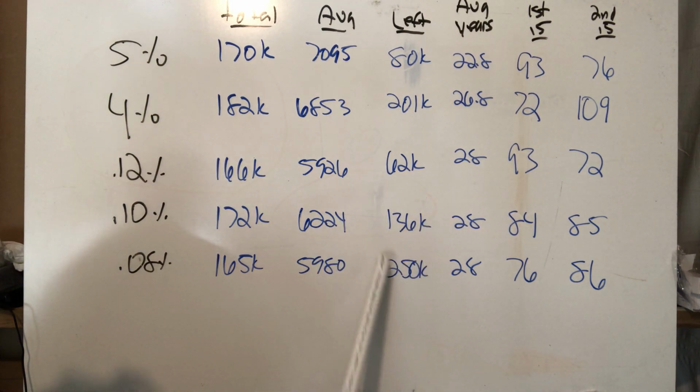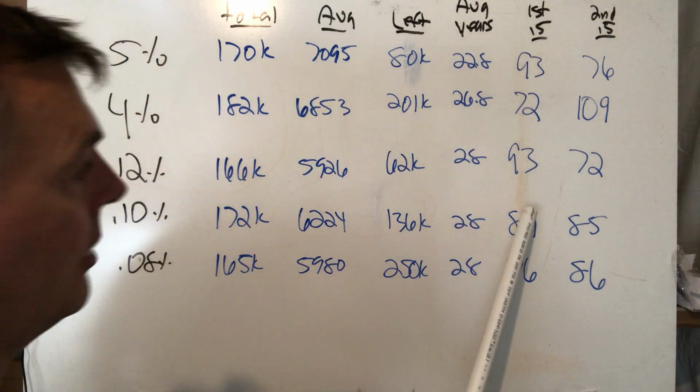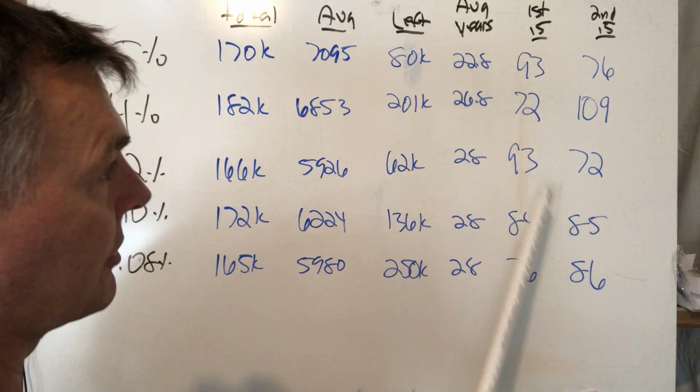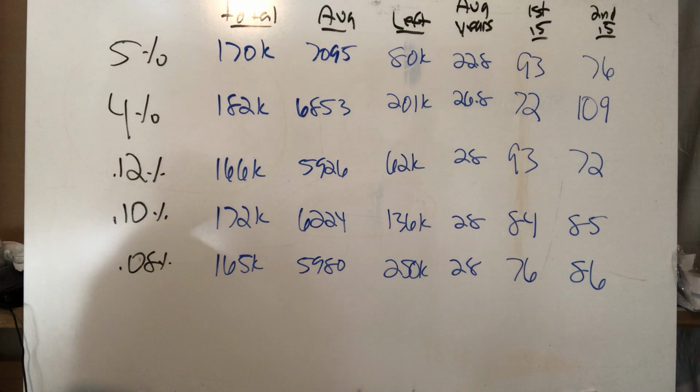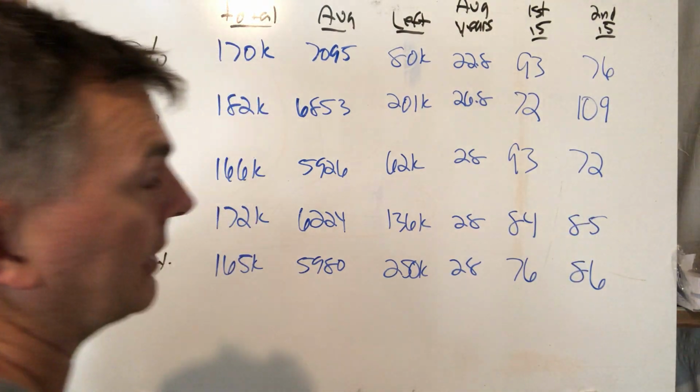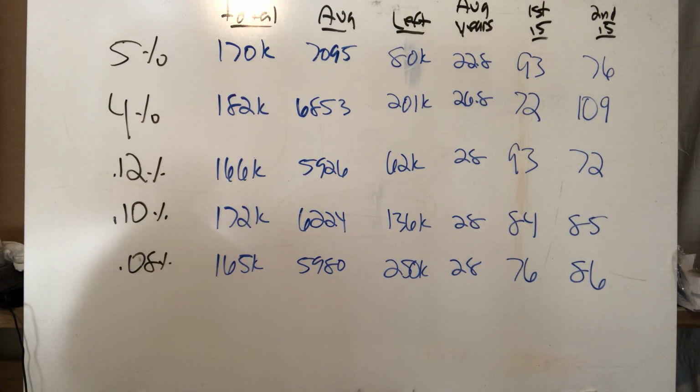We left a nice portfolio to the kids. It lasted the entirety of the time. And on the first look, you can see it's a good mix. On the first 15 years, we took $84,000 out. The latter part, the last 15 years, we took $85,000. So I like that a lot.